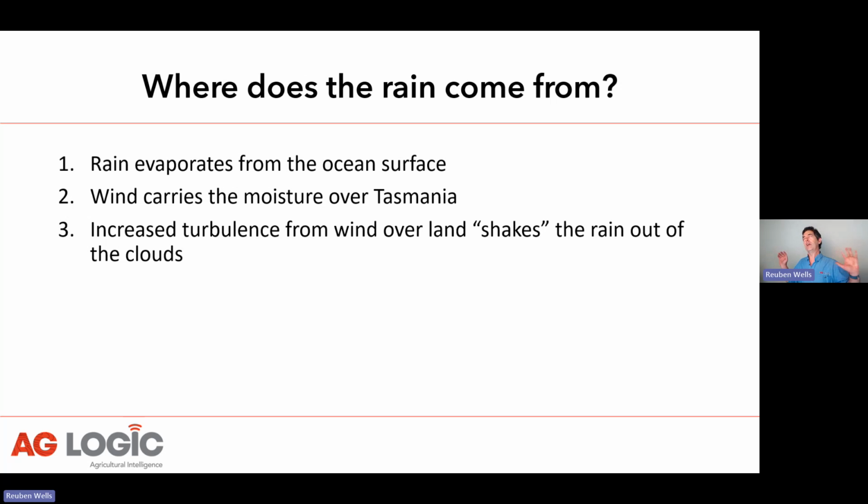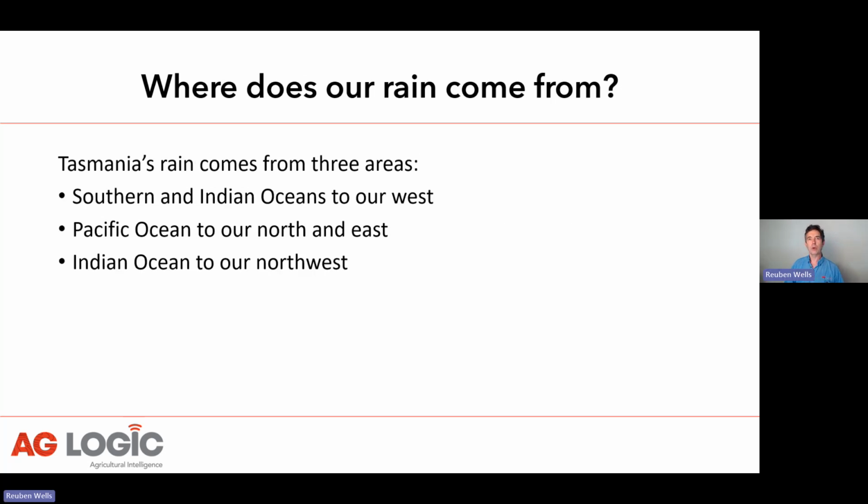So forgive me, I'm just going to go back to the absolute basics here to start from the beginning. So first question is, where does rain come from? Evaporates off the ocean, wind carries it over to us, and then turbulence from the land kind of shakes that rain out of the clouds. Massive oversimplification, but it holds reasonably true. That's where rain comes from.